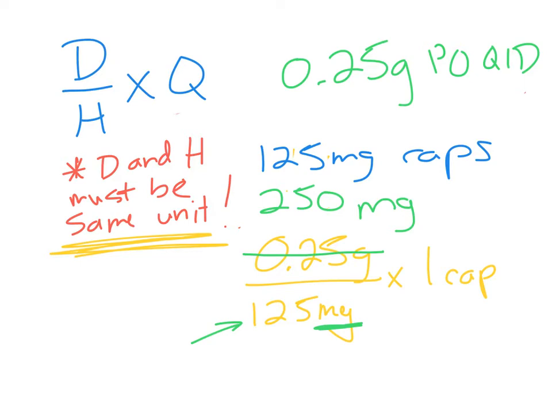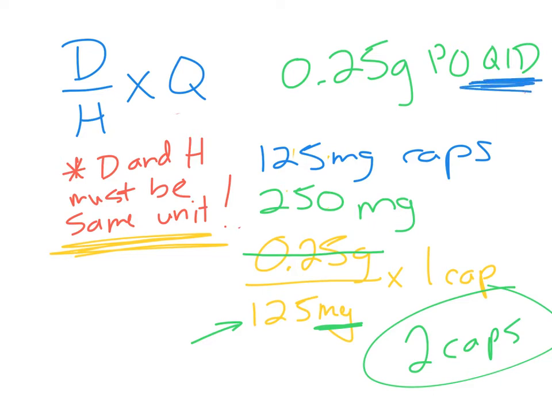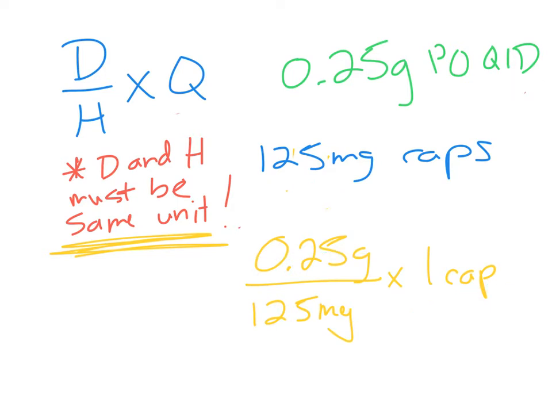We can take 250 divided by 125, that gives us 2 times 1. Our answer then is 2 capsules. So that's what we're doing here. Going back up to the original problem that said they would take that QID, again, QID is 4 times a day. So taking 2 capsules 4 times a day would be a total of 8. So remember, we just take our answer, the 2 capsules, and multiply that by 4 to get that.